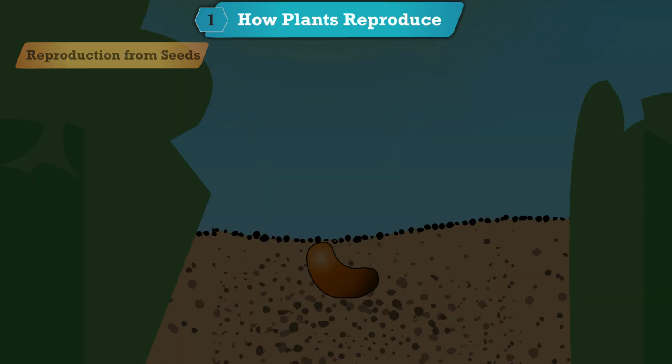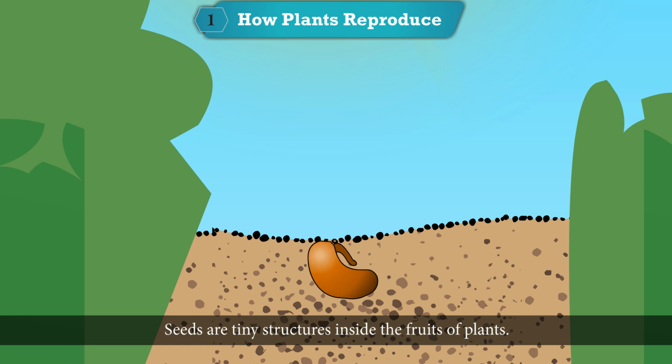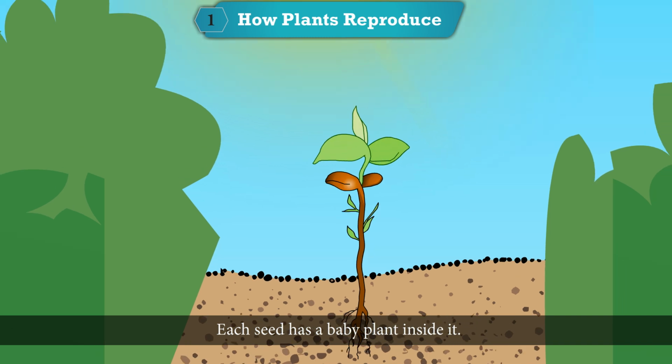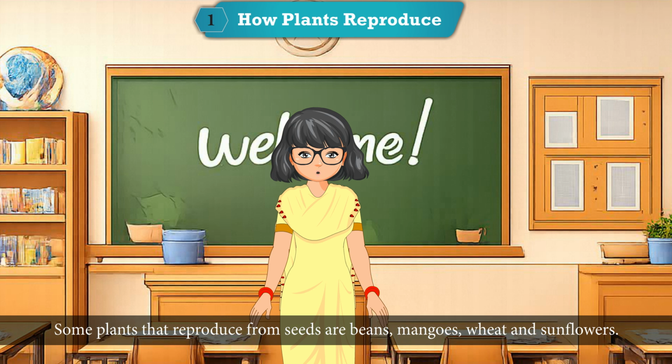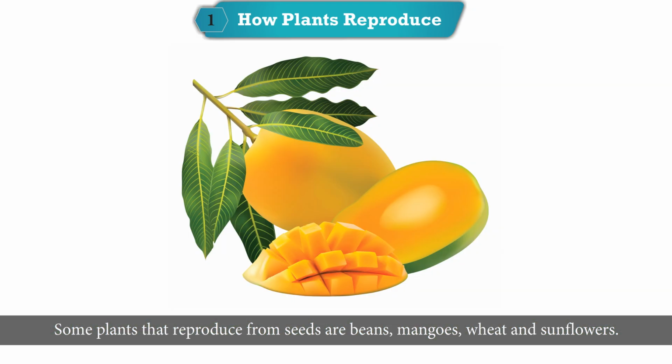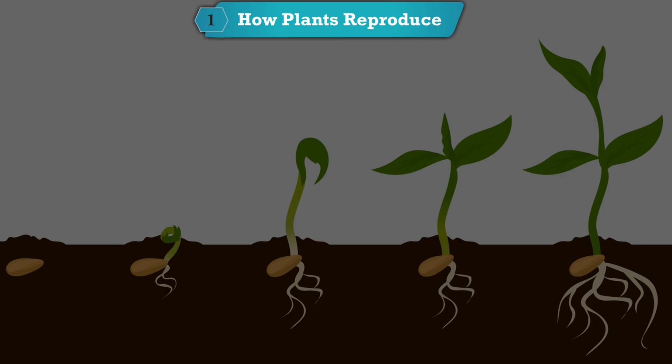Reproduction from seeds. Seeds are tiny structures inside the fruits of plants. Each seed has a baby plant inside it. Some plants that reproduce from seeds are beans, mangoes, wheat, and sunflowers.